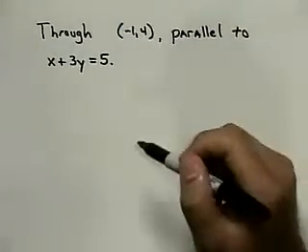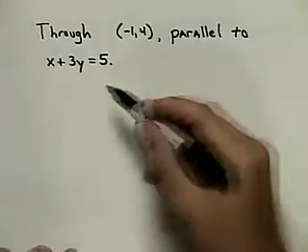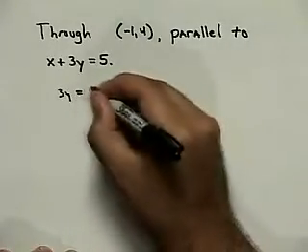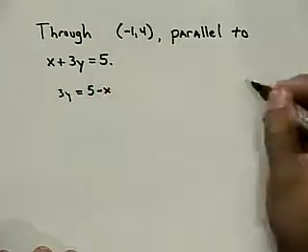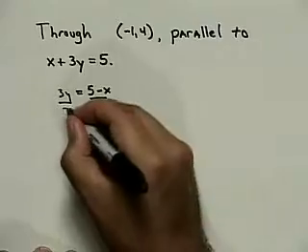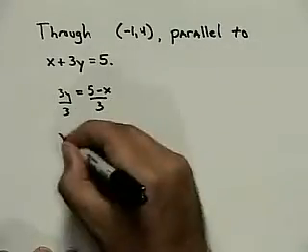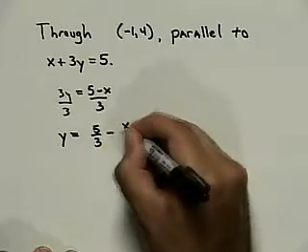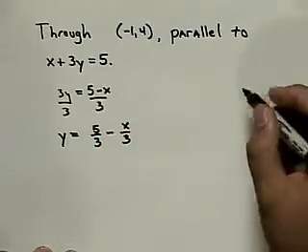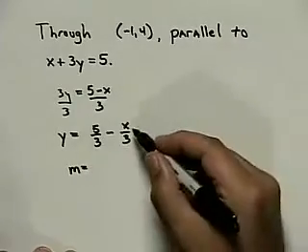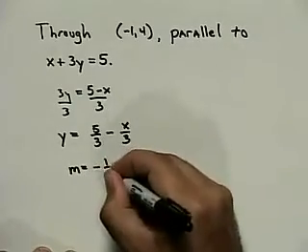So taking this equation and solving it for y in slope-intercept form, first we'll subtract x from both sides and we get 3y equals 5 minus x. Now we'll divide both sides of the equation by 3, and that gives us y equals 5/3 minus x over 3. From this equation, we can read that the slope of this line is the coefficient of x, which is -1/3.